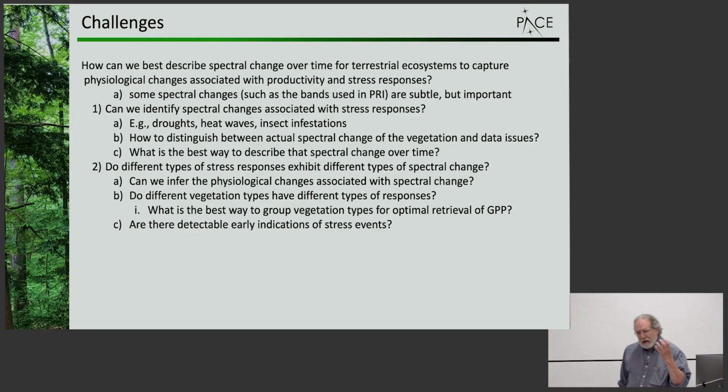And then if we can identify these responses due to stress, can we diagnose those? Do different types of stress cause different responses, like is the response to drought different than the response to heat? Can we see those, and do those have different spectral responses that we can detect? If they do, then we would be able to look at the spectra from PACE and say something like, this region is drought stressed, this region is heat stressed. And so it would allow us to diagnose what the plants are doing.